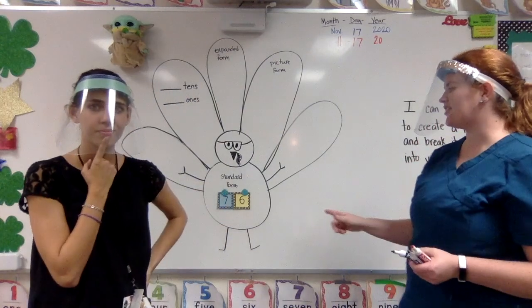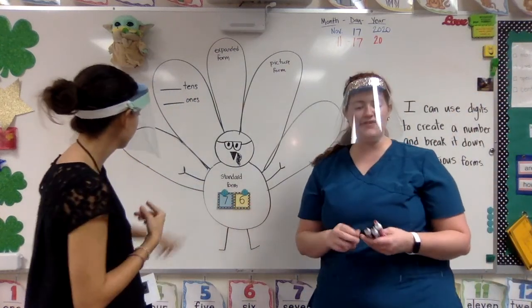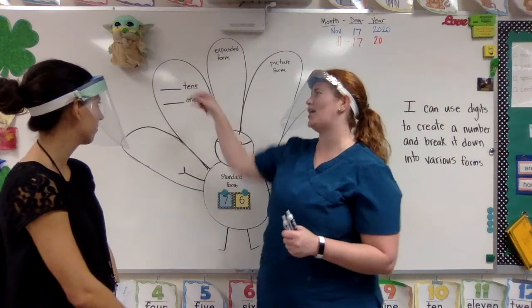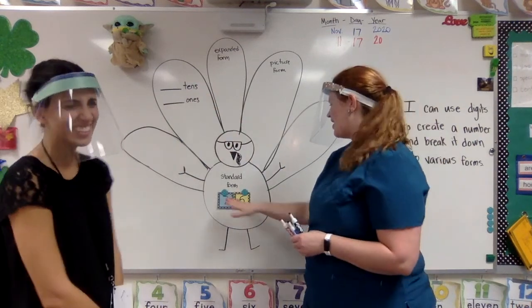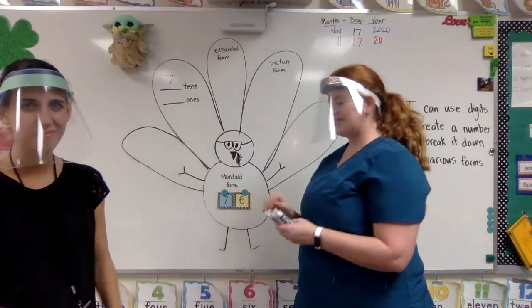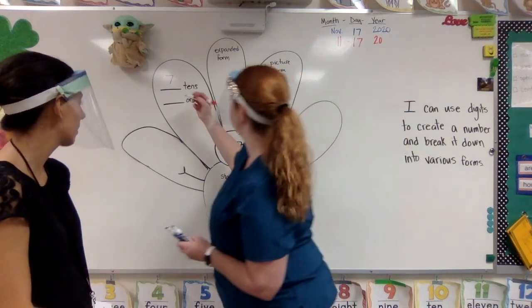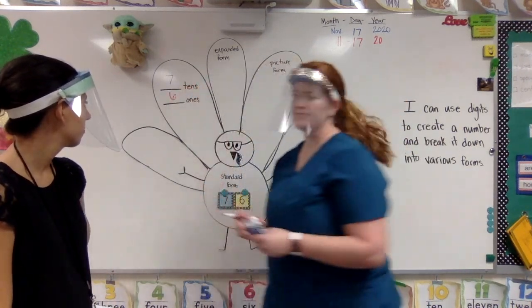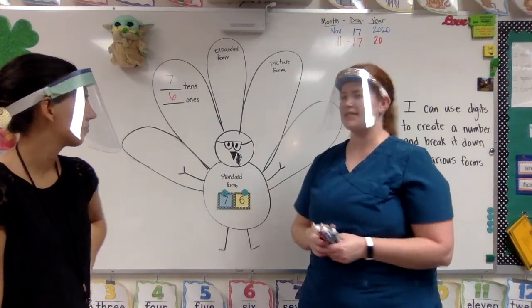Well, let me look at that number. I have 7 tens, so here's my tens and ones on this little turkey's feather. I have 7 tens and 6 ones. So I have 7 tens and 6 ones.